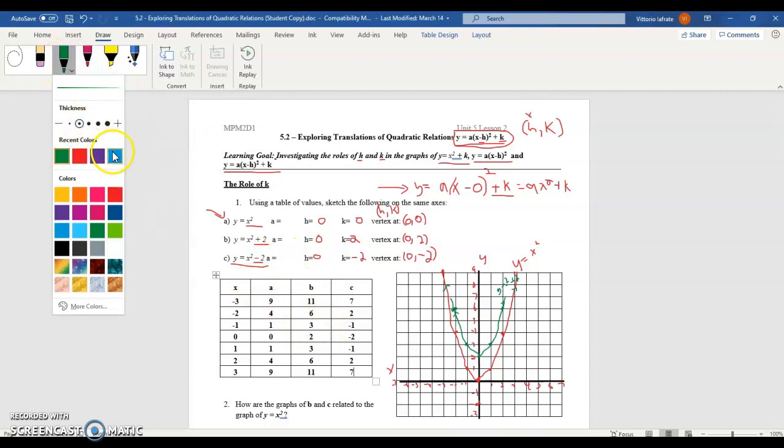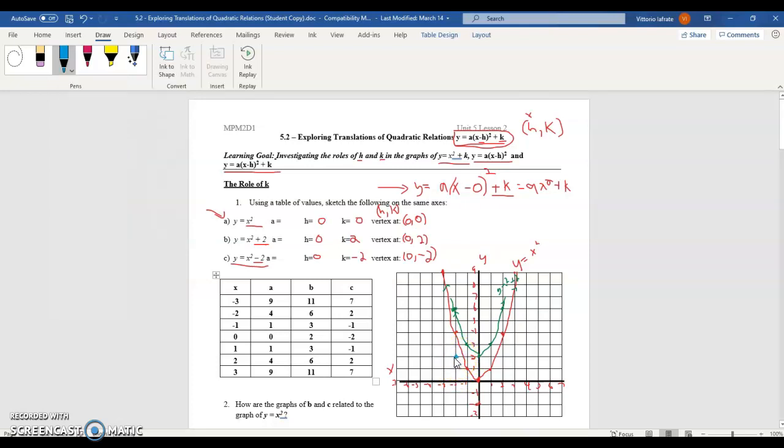And then we'll go and plot our last graph here. Let's use a different color. Let's do this blue over here. So when we have -2, we are 2 over here. So -2, we are 2. For -1, we're at -1. For 0, we're at -2. For 1, we are at -1. For 2, we are at 2.